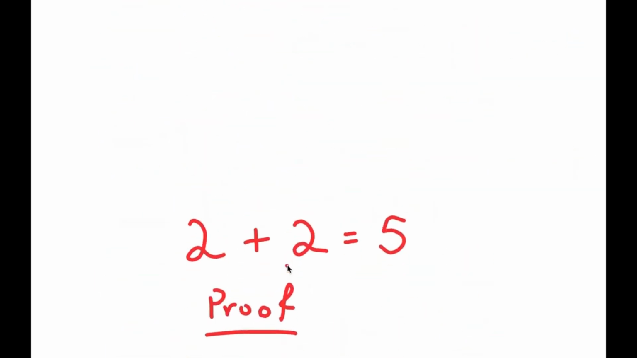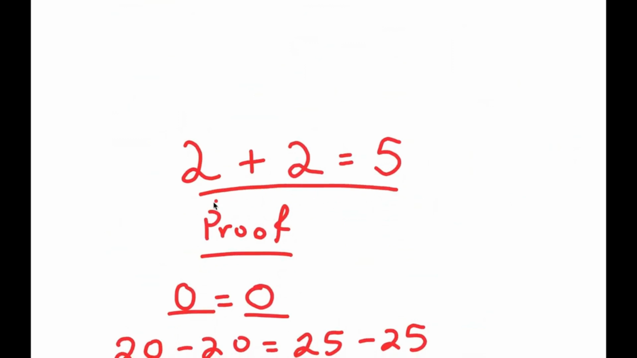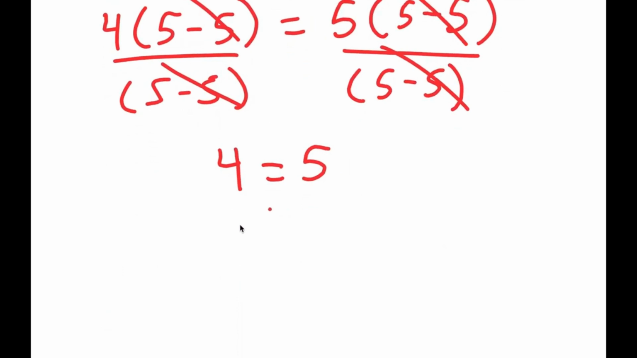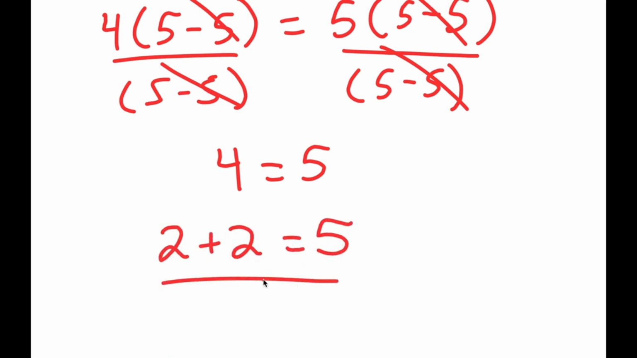Now, going back to our original equation, I said that I was going to prove that 2 plus 2 is equal to 5, right? Well, what is 4 equal to? 4 is equal to 2 plus 2. So, I get 2 plus 2 is equal to 5. So I just proved that 2 plus 2 is equal to 5.